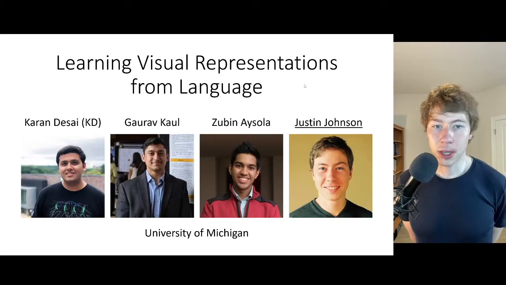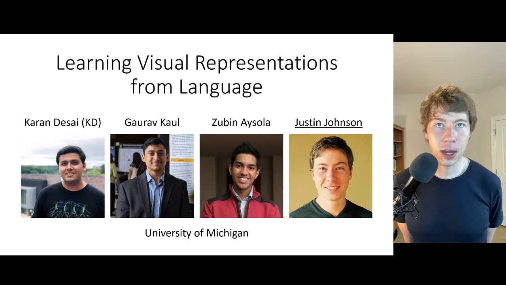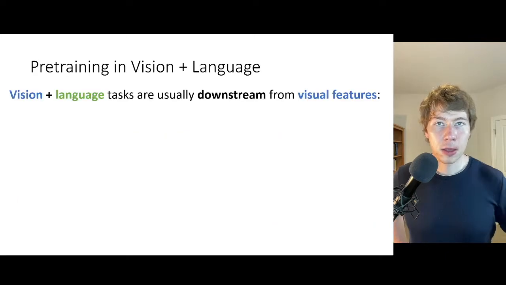Hi, I'm Justin Johnson, and today I want to talk about work that's been going on in my group at the University of Michigan on learning visual representations from language. This work was mainly led by my PhD student KD, but for the second project, Gaurav and Zubin also helped out.